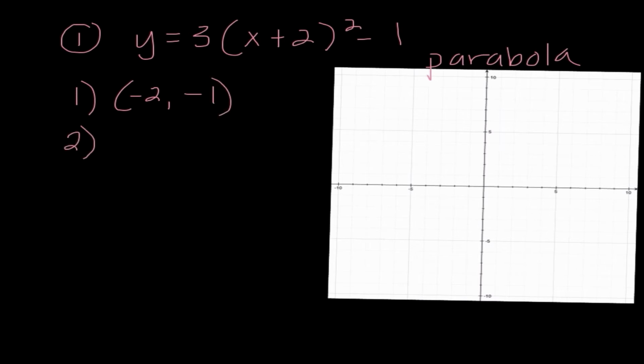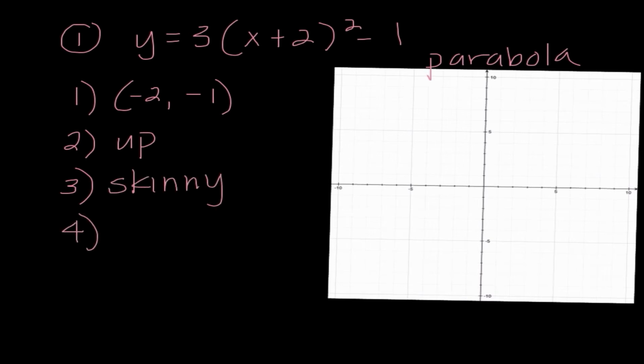Since this is a y equals parabola, I know the y-axis goes up and down. A, which is 3, is a positive value, so we're going to say it's going up. Next thing I need to figure out is this fatty, skinny, or normal. 3 is greater than 1, so we're going to say that it is skinny.